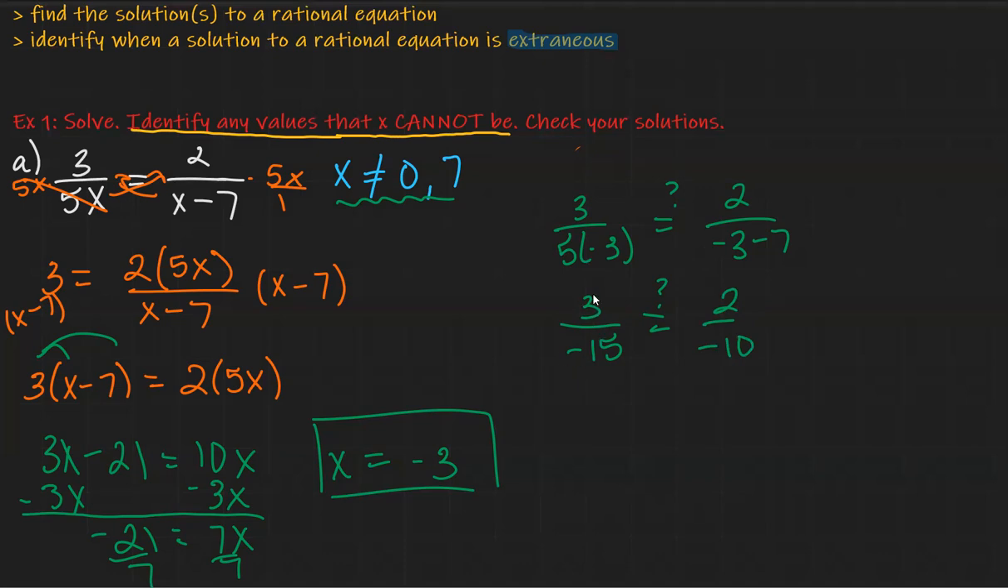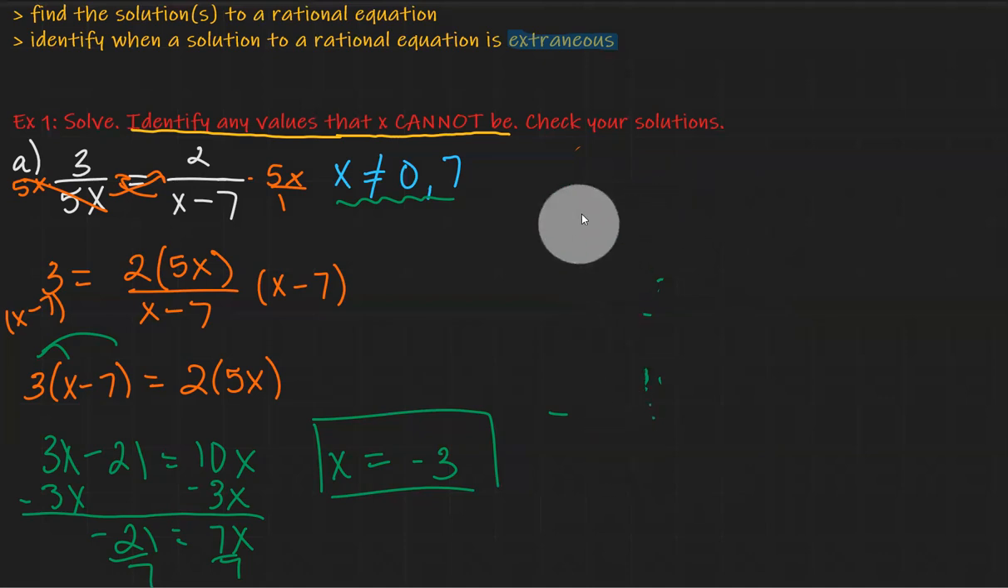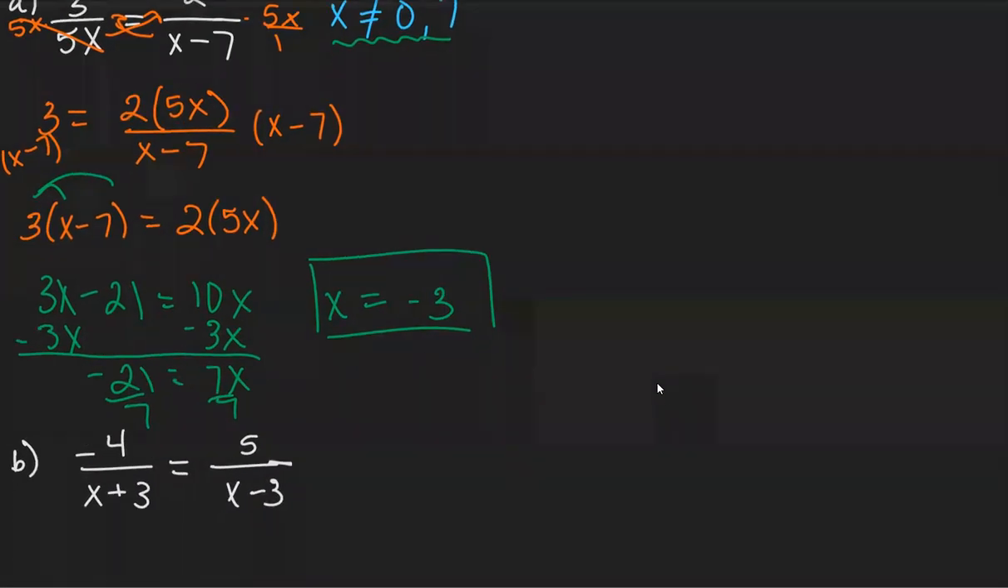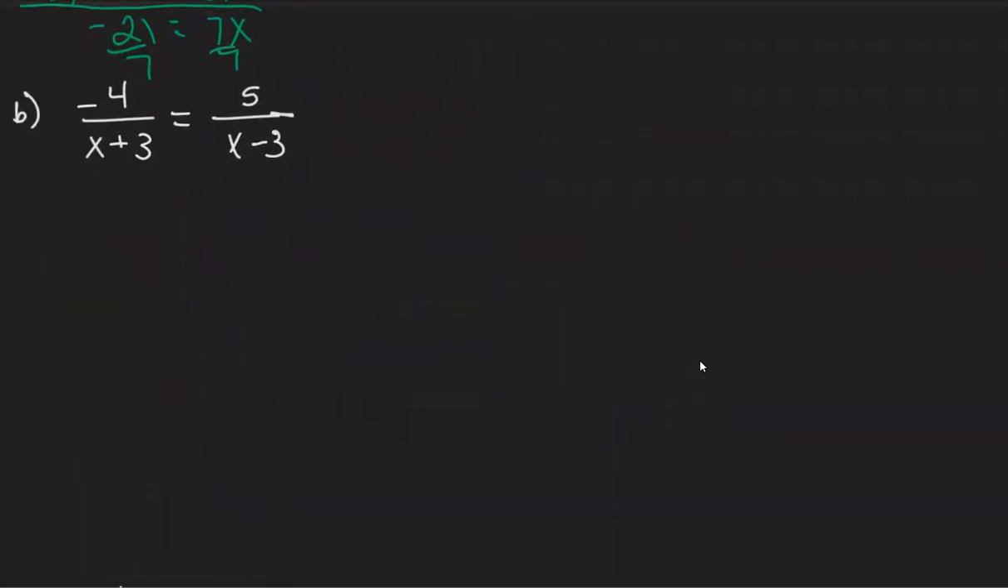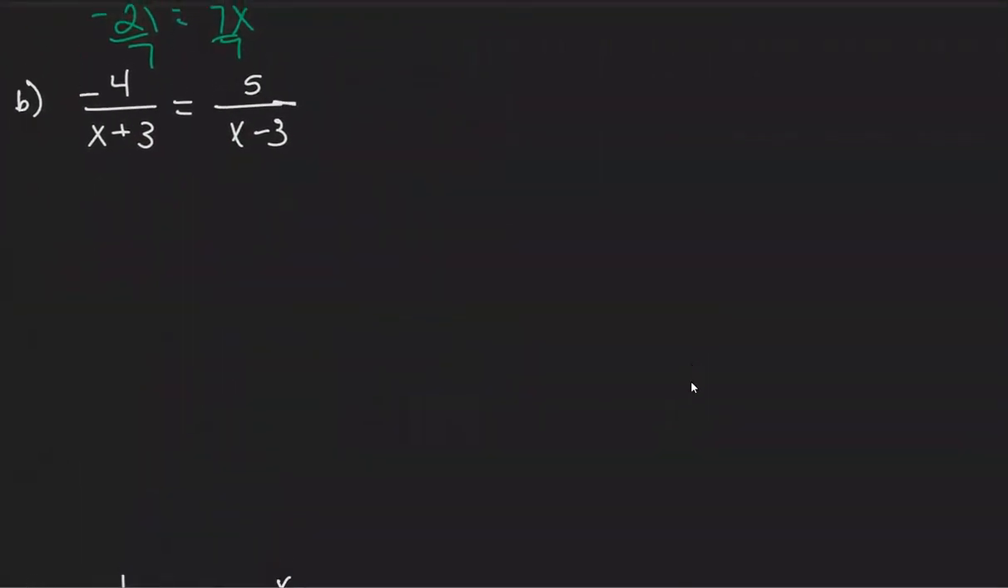If I simplify this side, I can divide top and bottom by 3. That's going to be a negative 1/5. I can divide top and bottom over here by 2, and that's also going to be a negative 1/5. So yes, this is true. So our answer is negative 3. We're not going to spend time checking every single answer, but just know that if you're ever working on these kinds of problems, you can always check your work by plugging it back in. All right, let's do another one.